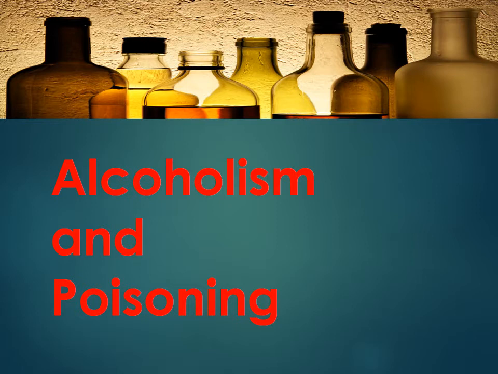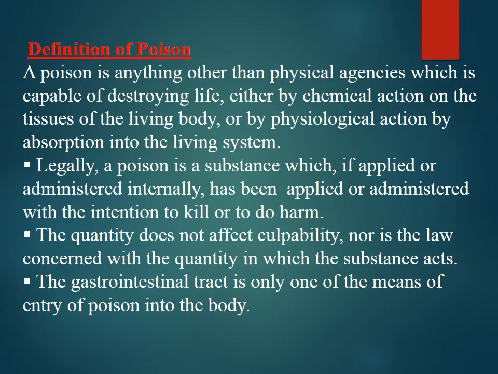So our last topic is about alcoholism and poisoning. So what is a poison? A poison is anything other than physical agencies which is capable of destroying life, either by chemical action on the tissue of the living body or by physiological action by absorption into the living system. So, in other words, poison is a chemical reaction towards the body. Anything that affects the physiological condition of the body is considered a poison.